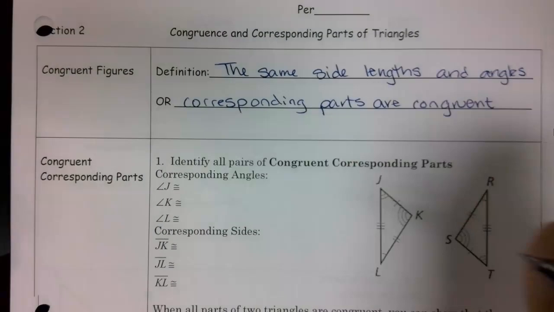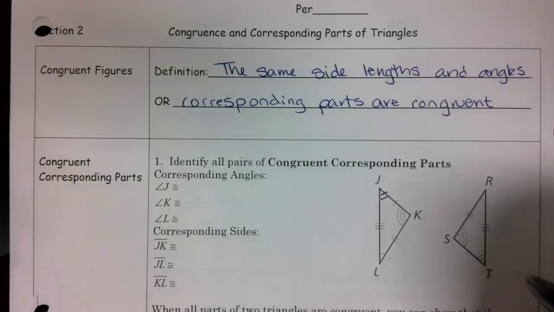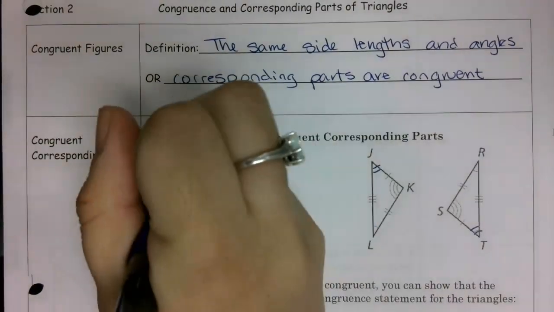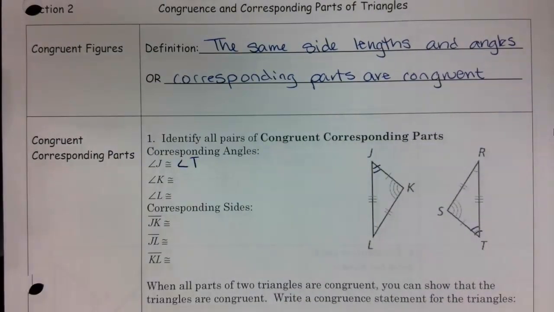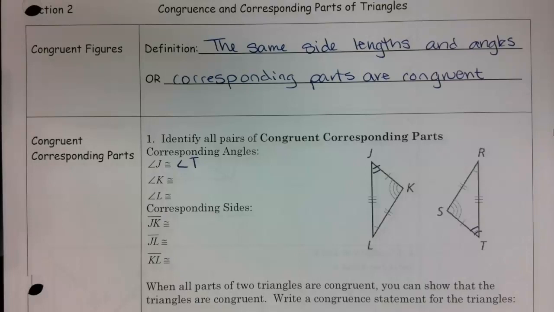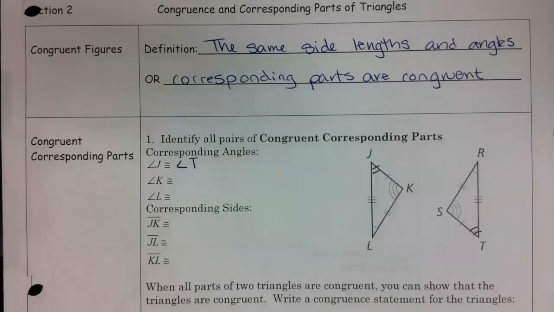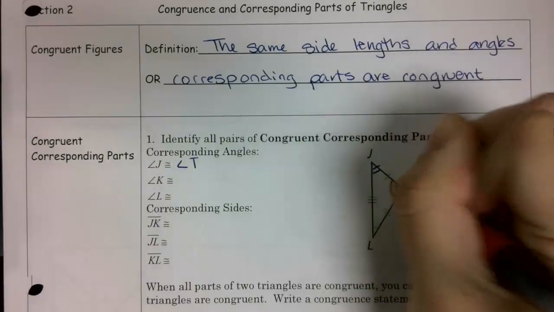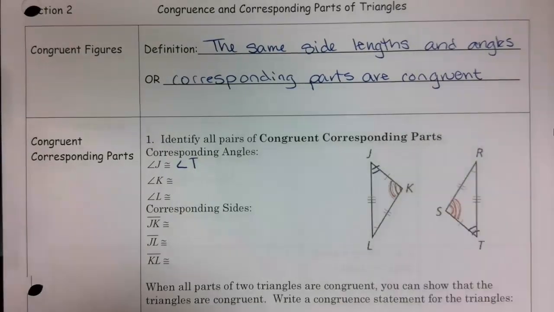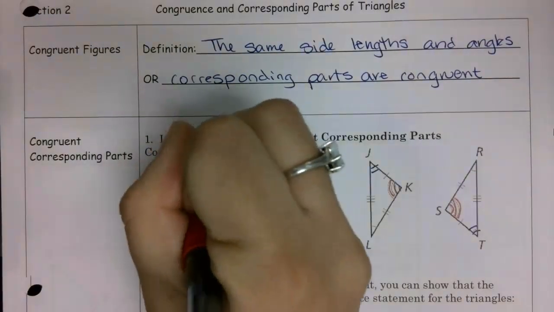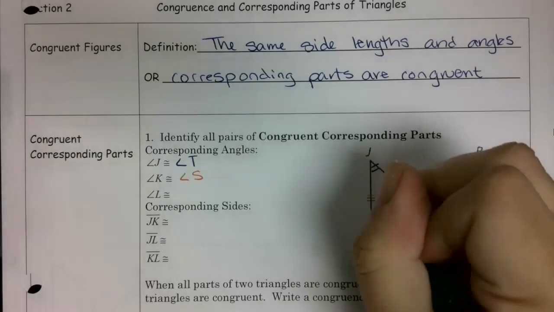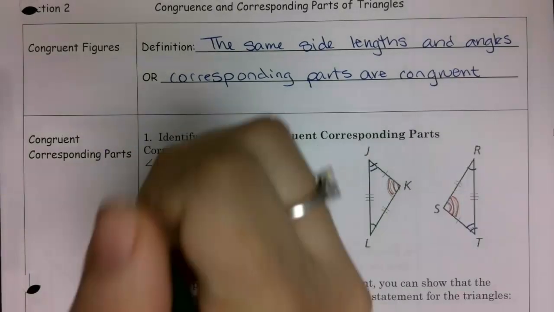So if I notice, angle J has two angle marks. I want to look on the other triangle for the angle that also has two angle marks. That is going to be angle T. Angle K has the three angle marks, so that's going to match up to the angle with three marks on the other triangle, which is angle S. And then angle L has one of the angle marks, so that matches up to angle R.